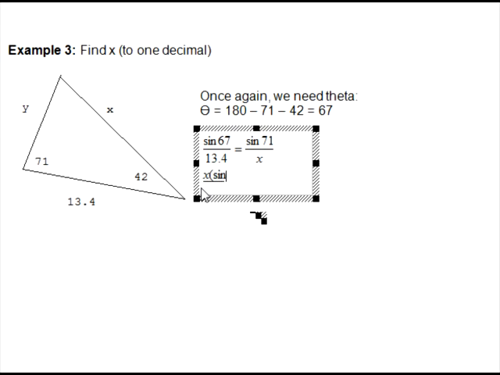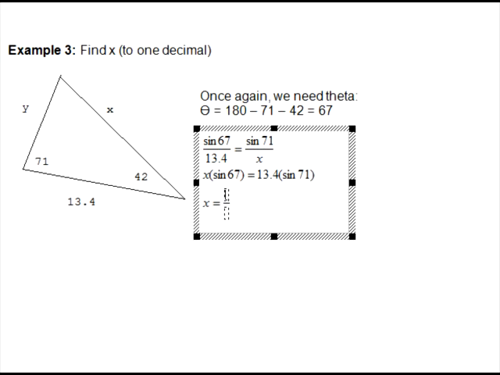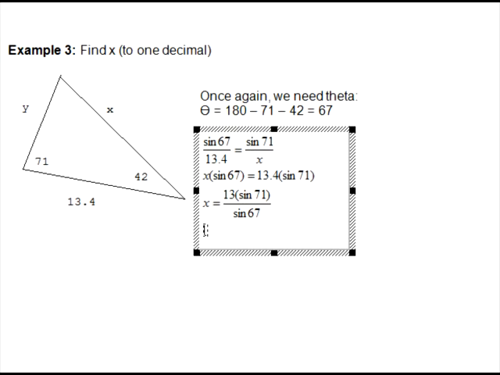Then I'm just going to cross multiply like I've done so many times already today. x times sine 67 equals 13.4 times sine 71. To finish up, we're going to say x equals 13.4 times sine 71 divided by sine 67. Everyone take a minute here and calculate this out before I give it to you. And then we're going to do a giant choice assignment for the rest of the period. So that should turn into x equals 13.4 times sine 71 divided by sine 67, and you got x is 13.8. Great.